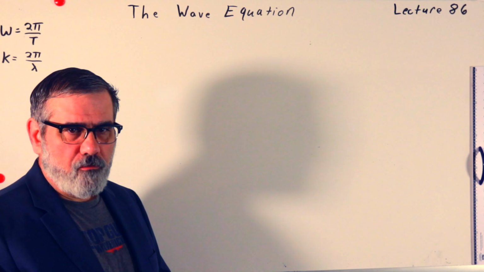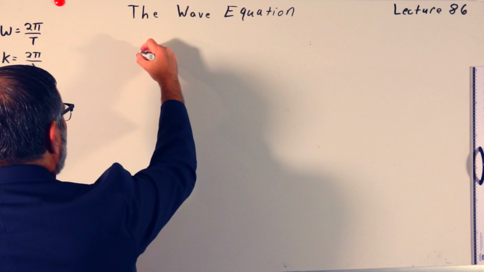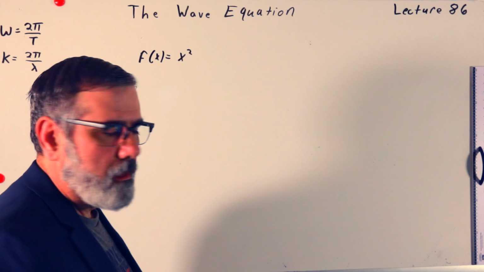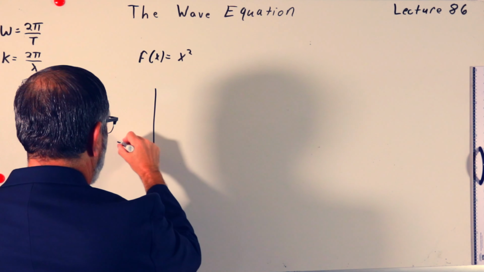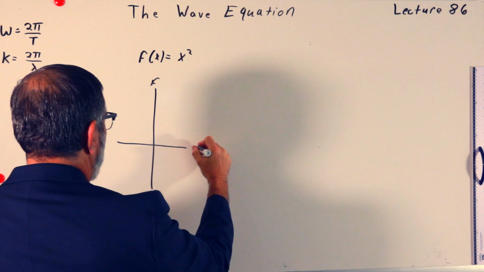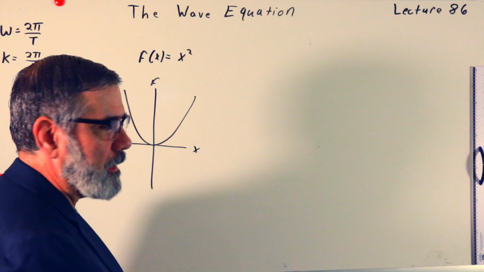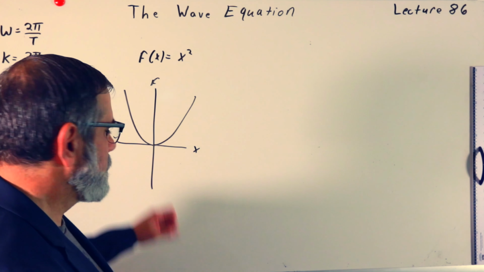Okay, so how do we make a wave travel? First, let's review the following. If I write that f of x is equal to x squared, what does the graph of that look like? Here we'll call this f, we'll call this x. We know that this, of course, is a parabola, whose vertex is at 0, 0.